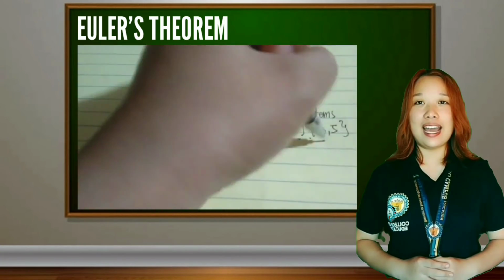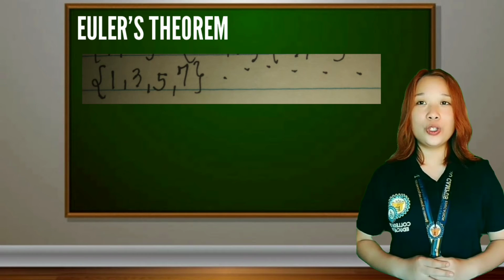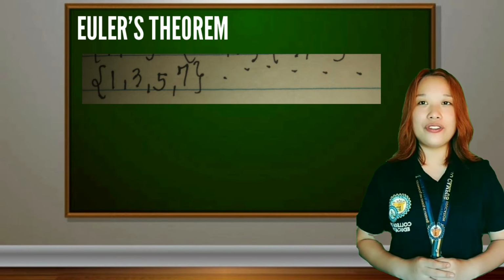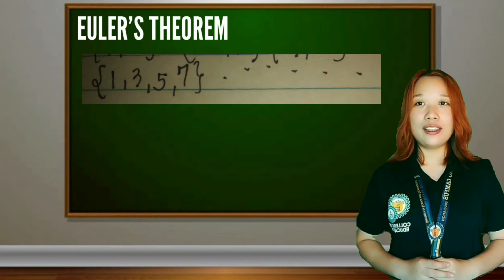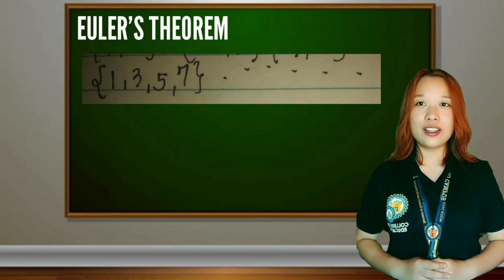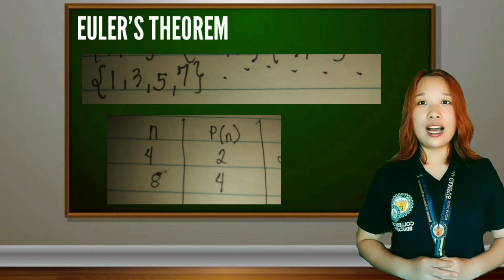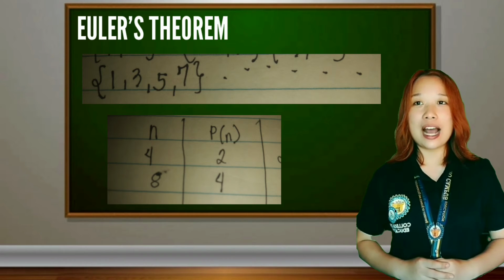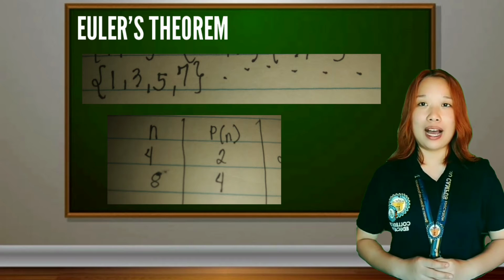Next is n equals 8. To start, you should find all the numbers between 1 and 8 that are relatively prime to 8. So in this case, you get 1, 3, 5, 7. So that means phi of 8 is 4. So the other reduced residue systems would be as follows.